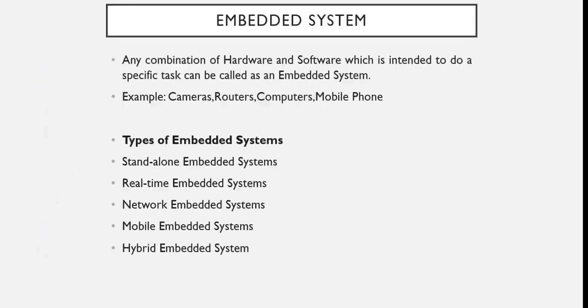Next we learned about the embedded system. An embedded system is any combination of hardware and software which is intended to do a specific task. For example, cameras, routers, computers, mobile phones, etc. Types of embedded systems: standalone embedded system, real-time embedded system, network embedded system, mobile embedded system, and hybrid embedded system.